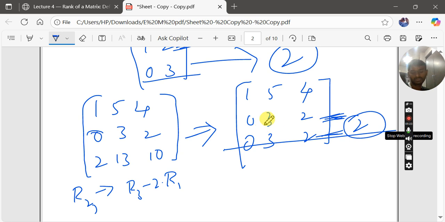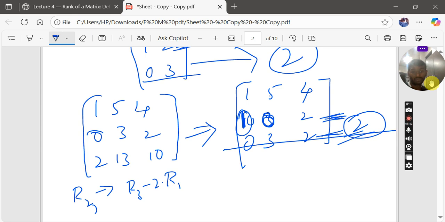And again you can see here, if I want to make row 2 as a 0, if I make this term as a 0 by using row 1, let's say, and again here some scalar will be present here, so there is no use of doing operations or whatever, so rank will be 2.